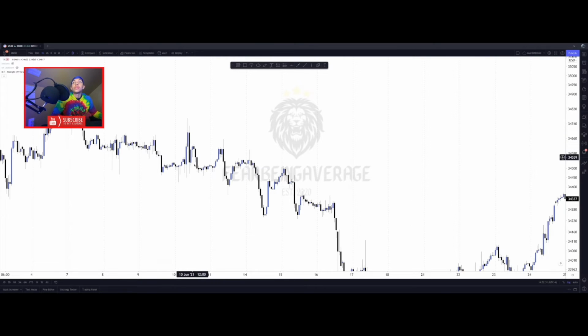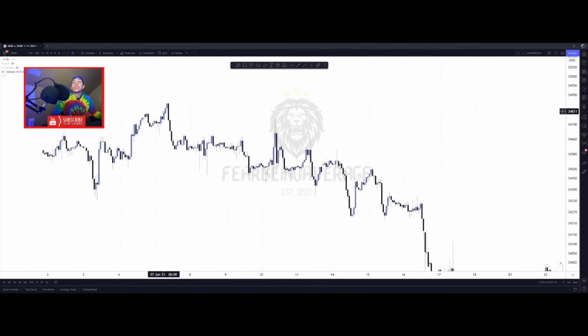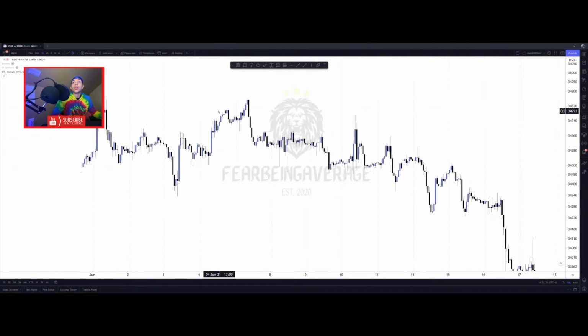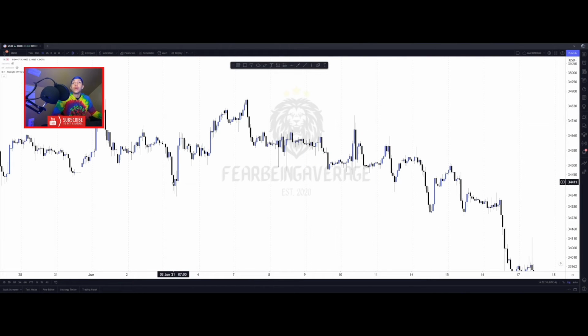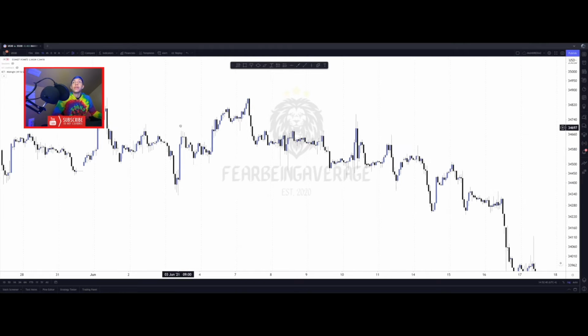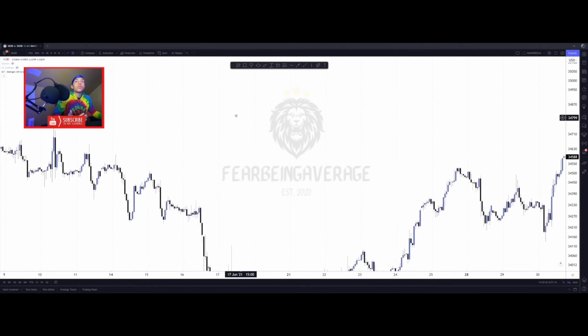Right up here, New York session had this major drop, then had this push to end it. As you can see, these are the time zones that move the most often.